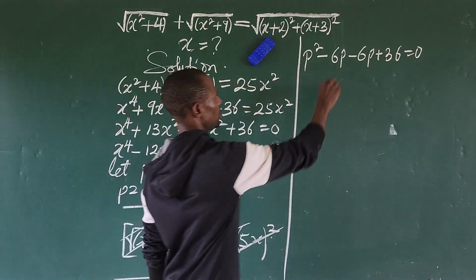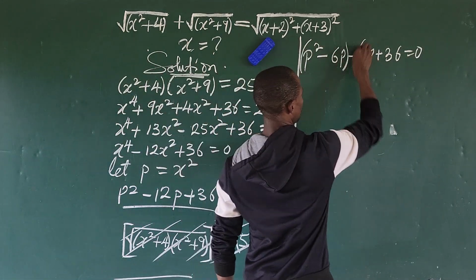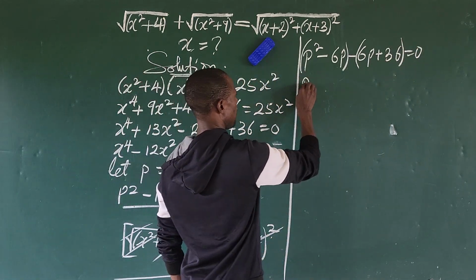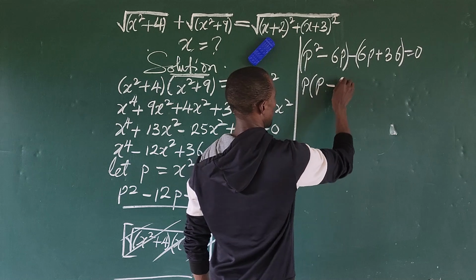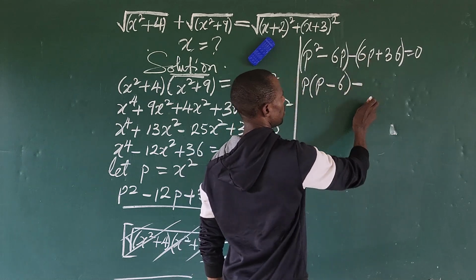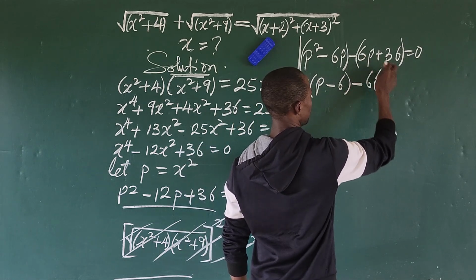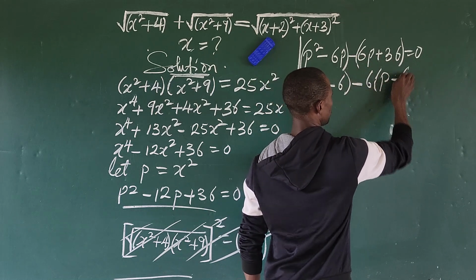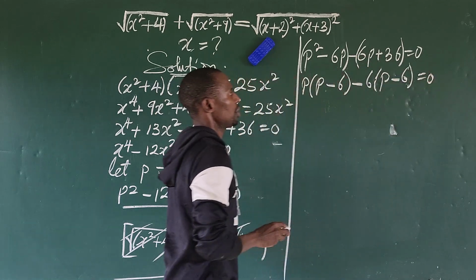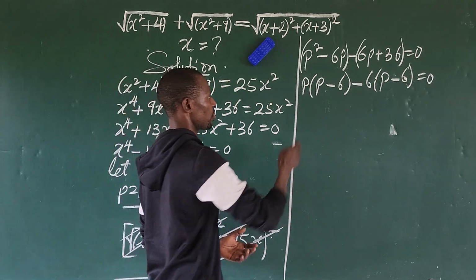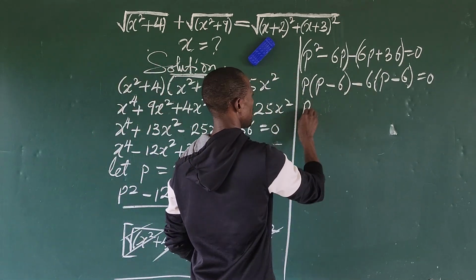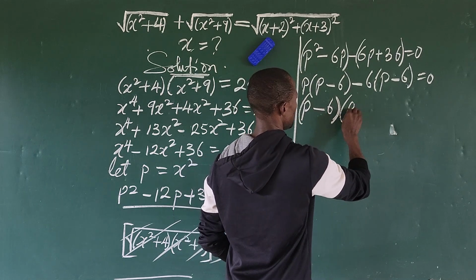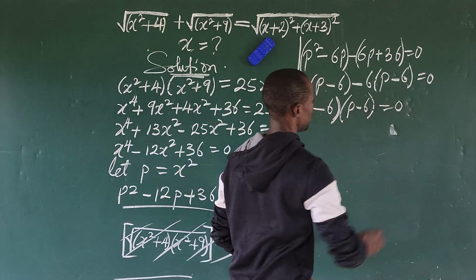Good. So you can put this in brackets, and this in brackets also. Let's factor out. Here we have p, and we're left with p minus 6, then minus 6, and we're left with p minus 6, since minus times plus gives minus, and minus 6 times minus 6 gives 36, equal to 0. The terms in the brackets are the same, so we take one. We have p minus 6 in brackets, times p minus 6, also equal to 0.